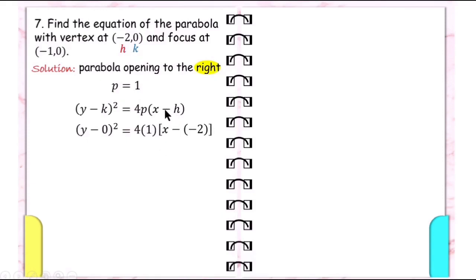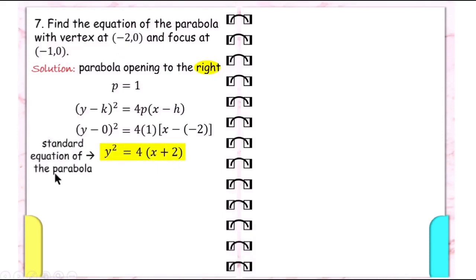Simplify: y minus 0 is y squared, equals 4 times 1 is 4, times x plus 2. Negative times -2 is +2. And this is now the standard equation of the parabola.